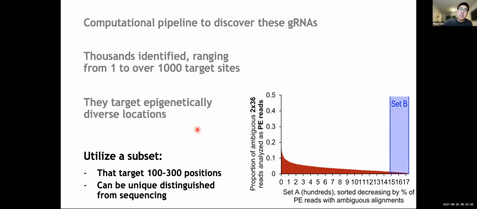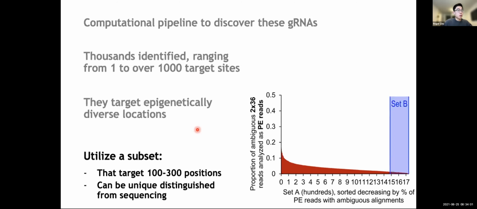Now we focus on a subset of these guide RNA sequences. Just to remember, each of these sequences can target many positions; we focus on those with between 100 to 300 positions genome-wide. One important point here is that we selectively chose guide RNAs which target positions that can be uniquely distinguished using sequencing, because we want to accurately map, for example, the enrichment of repair factors or other readouts around these target positions.